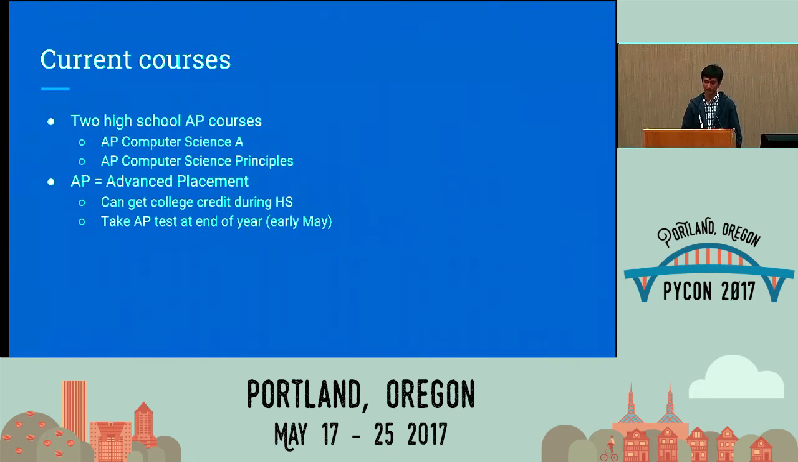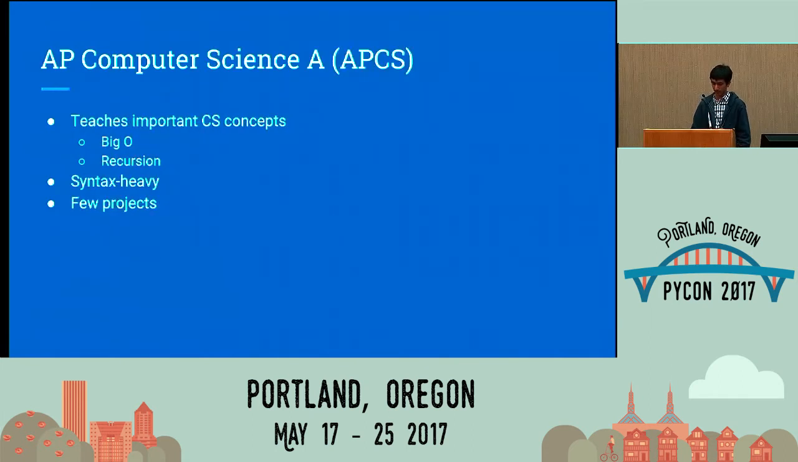You can take these courses and then you can earn college credit, so you can skip an introductory programming class in college. So I'll briefly go over what each of these courses entail. So you have AP Computer Science A, or just APCS. The nice thing about this is that it teaches important computer science concepts like Big O, recursion, iteration, data structures, etc. However, one of the problems with this course is that it's very syntax heavy.